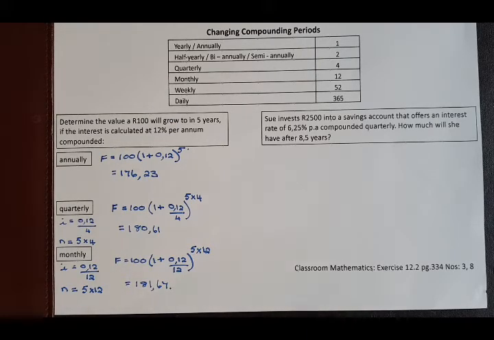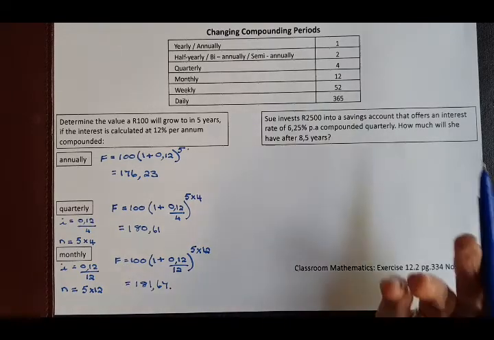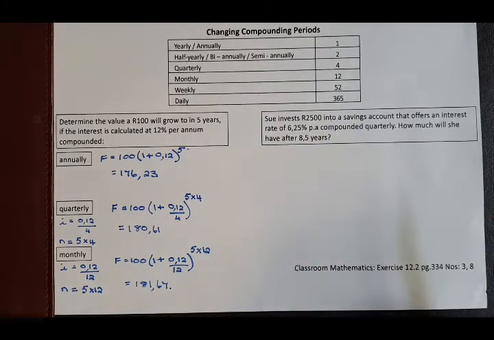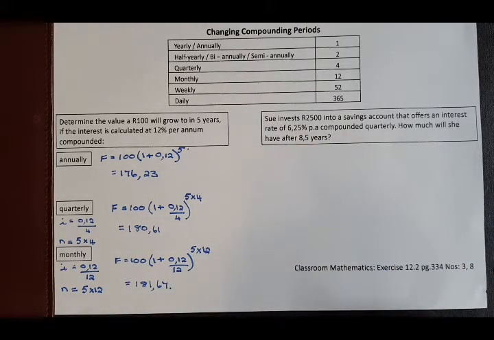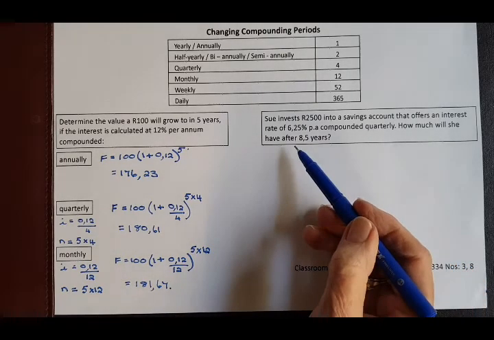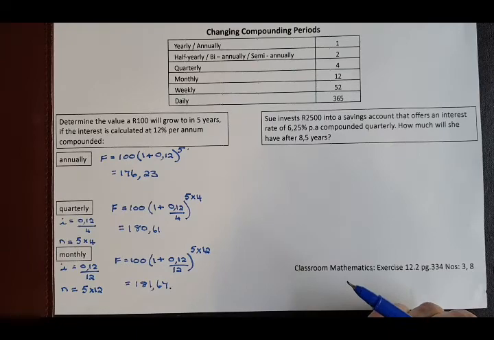Let's look at the next example. Sue invests $2,500 into a savings account that offers an interest rate of 6.25% per annum compounded quarterly. How much will she have after 8.5 years?